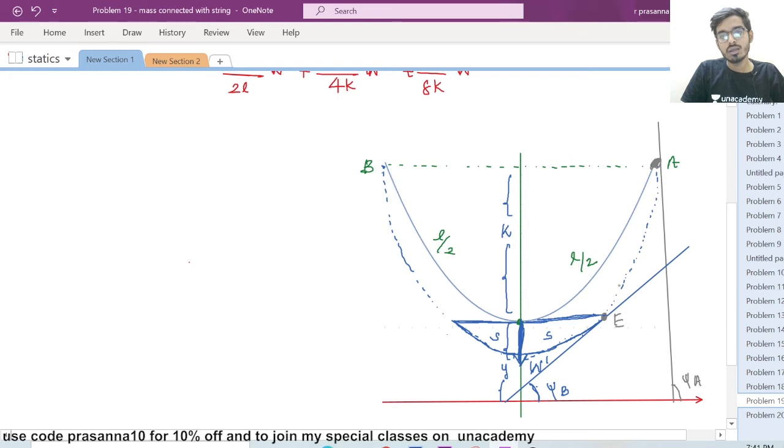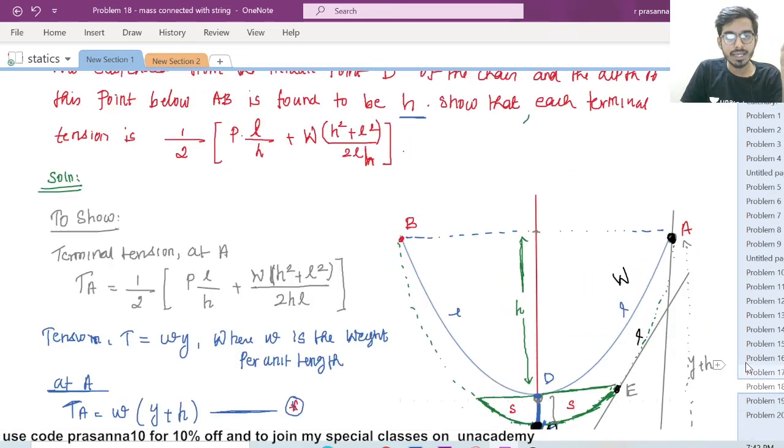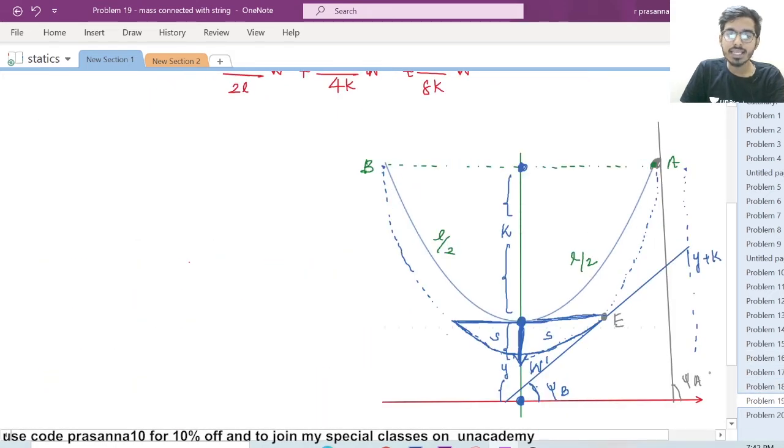Here it is y. Now what will be this distance? That is, the vertical distance from the directrix to this point is y plus k, right? From this point to this point it is y, and from this point to this point it is k. So overall it will be y plus k. In the previous problem we had y plus h, here we have k. The only thing that we are changing is, in the previous problem, same diagram, same question, here we have L by 2, here we have k, there we have h, right?